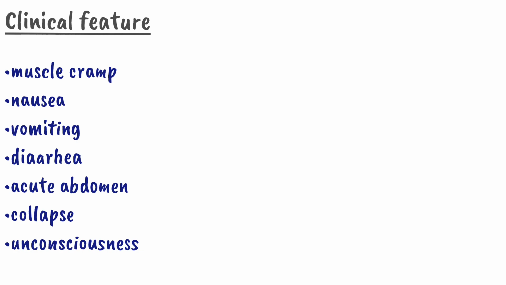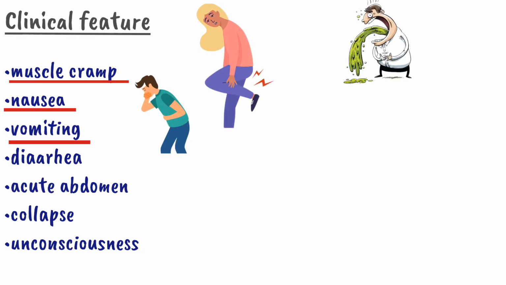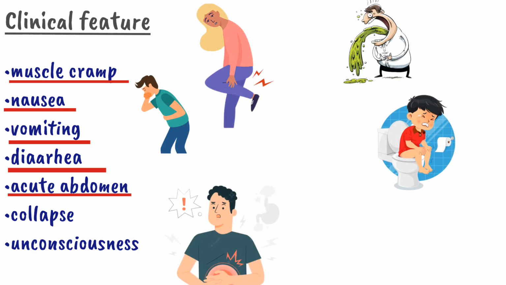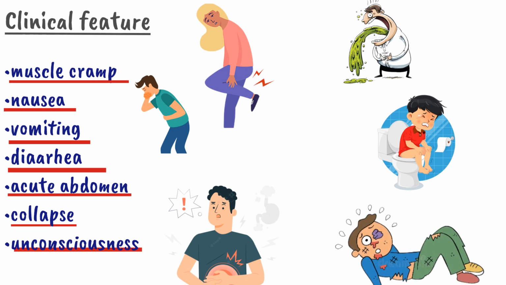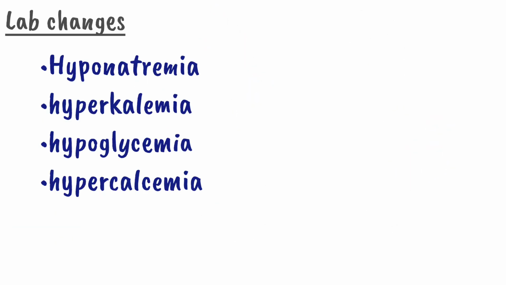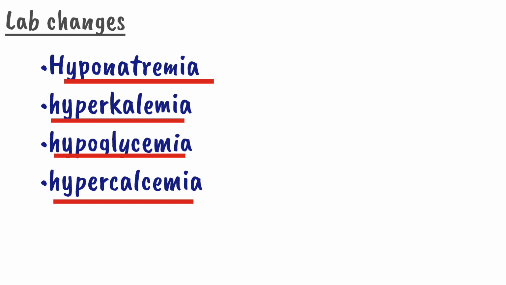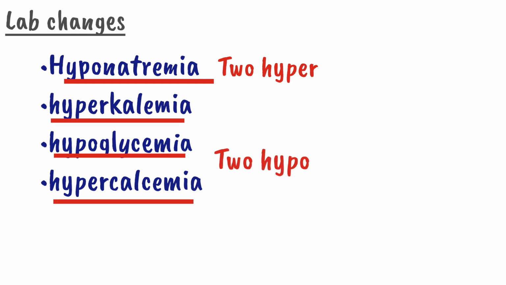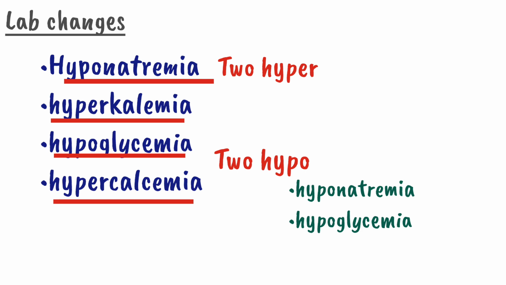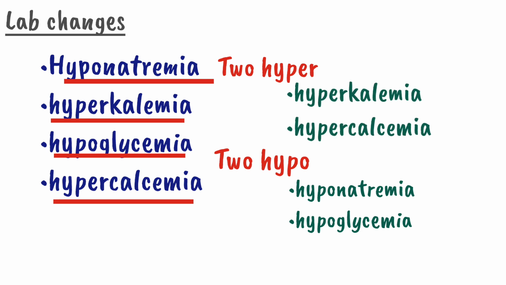What will be the clinical features of a patient who presents with adrenal crisis? The patient will present with muscle cramps, nausea, vomiting, diarrhea, acute abdomen, collapse and unconsciousness. On lab findings, we will see hyponatremia, hyperkalemia and sometimes hypoglycemia and hypercalcemia. So there are two hyper conditions and two hypo conditions. The hypo include hyponatremia and hypoglycemia and the hyper include hyperkalemia and hypercalcemia.